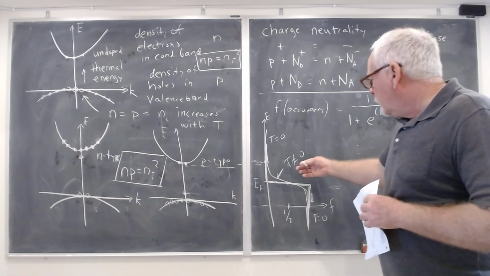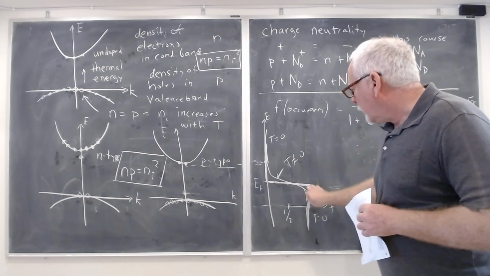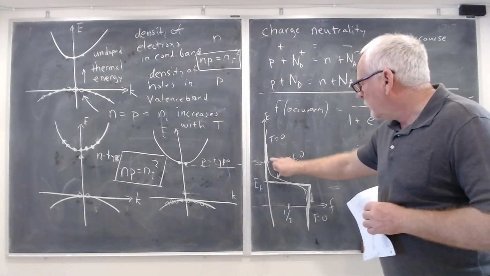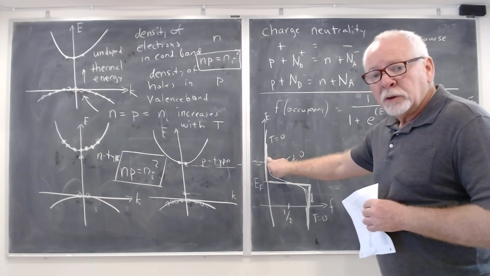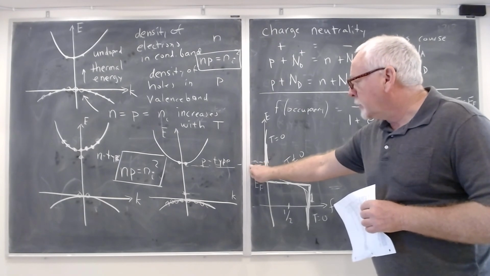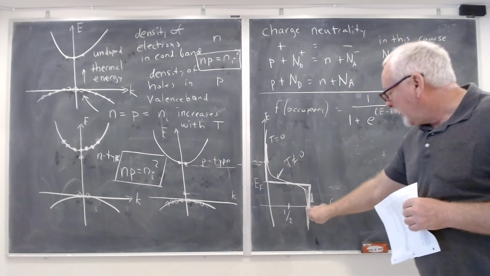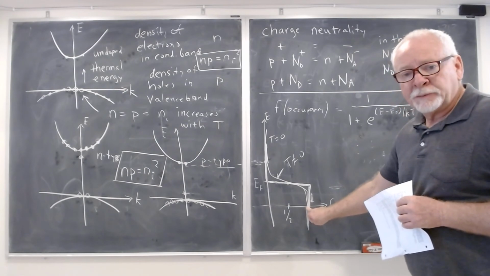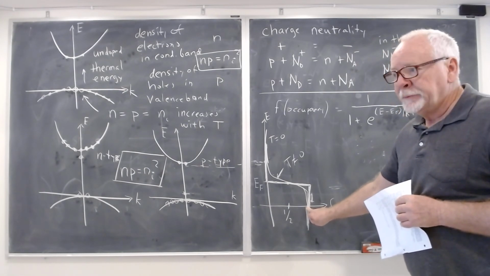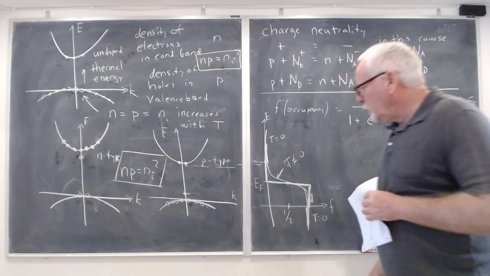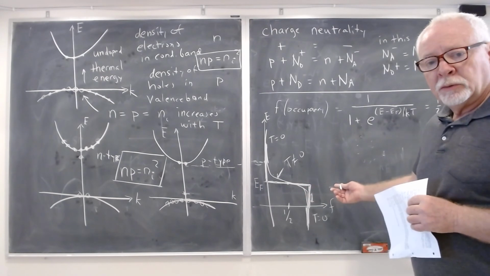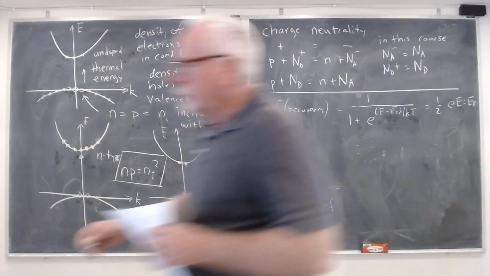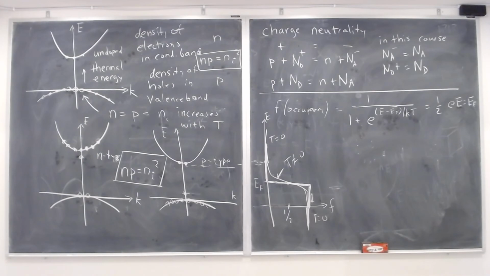So when I went from T equals 0 and I raised the temperature, it means that the occupancy of electrons went up by the same amount above the conduction band bottom as it went down below the valence band top. And so N and P are equal. Okay, let me just stop for a second.